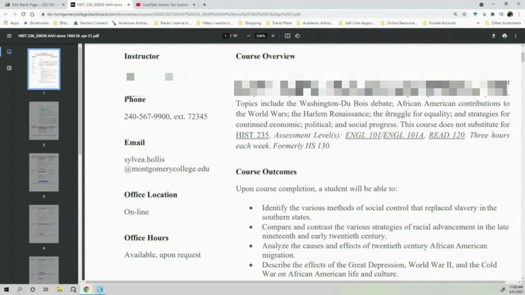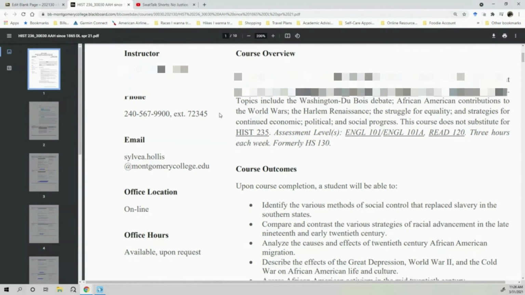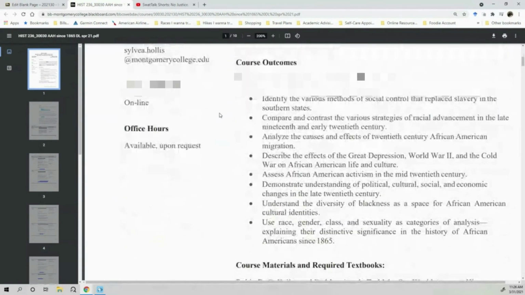So what we're looking at is we're going to include topics including debates between Du Bois and Booker T. Washington, African American contributions to world wars, the Harlem Renaissance, the struggle for equality, strategies and continued economic, political, and social progress. The course does not substitute for 235.